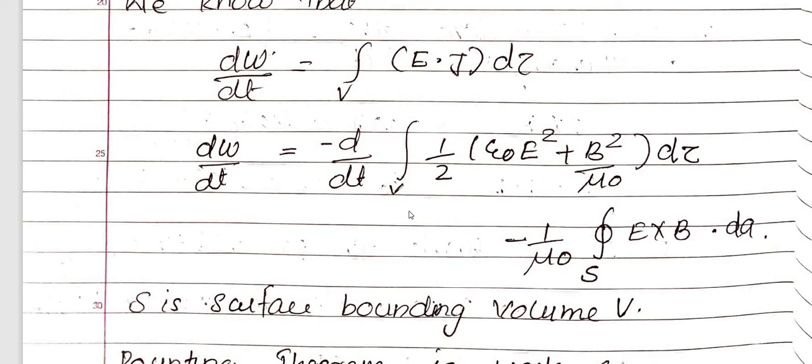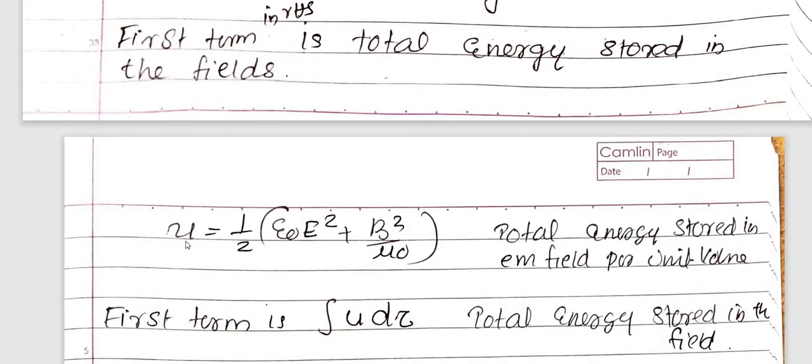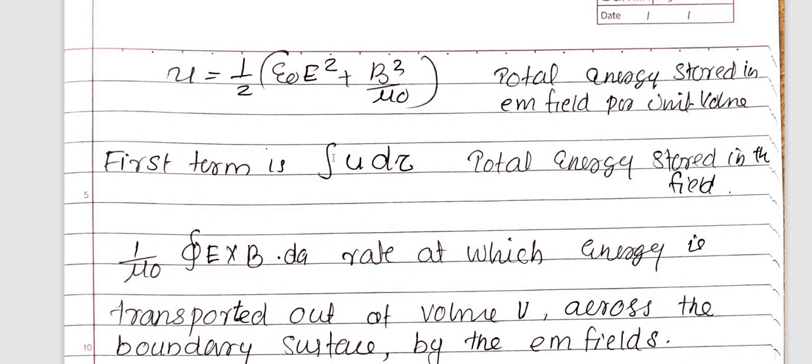So these are the terms in the energy conservation equation of electrodynamics. The Poynting theorem is the work energy theorem of electrodynamics, and the first term on the right hand side is the total energy stored in the electromagnetic field, which can be written as U equal to half epsilon 0 E square plus B square by mu 0. This is the energy density, the total energy stored in the electromagnetic field per unit volume. The first term is integral U d tau, the total energy stored in the field. And the second term is 1 by mu 0 closed surface integral E cross B dot dA.